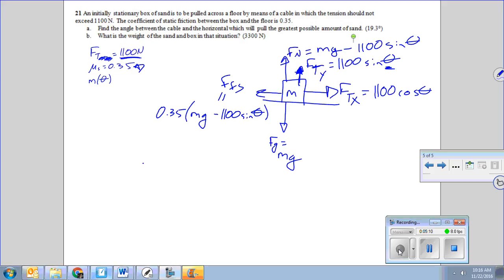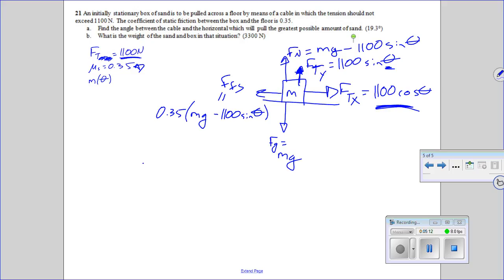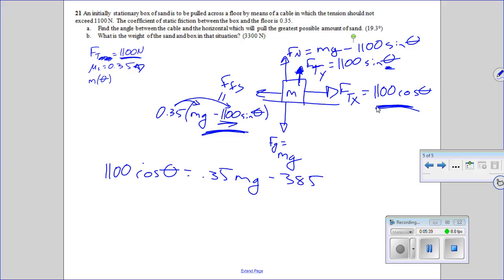So this thing is going to move when this force is equal to this guy, right? That's sort of the breaking point. So this is going to become our equation. We're going to have that 1100 times the cosine of theta is going to equal 0.35 times, I'm going to distribute this 0.35 here. So you get 0.35 mg minus 0.35 times 1100 gives you 385 sine of theta.